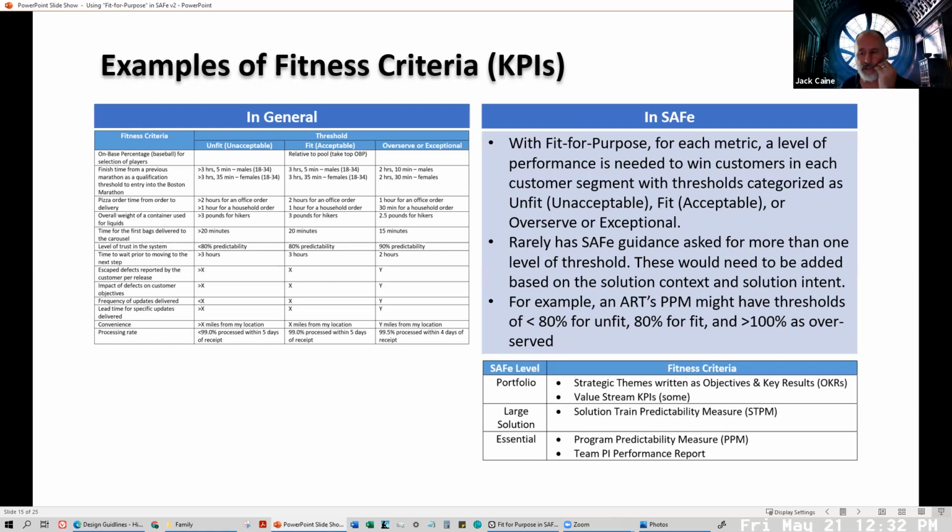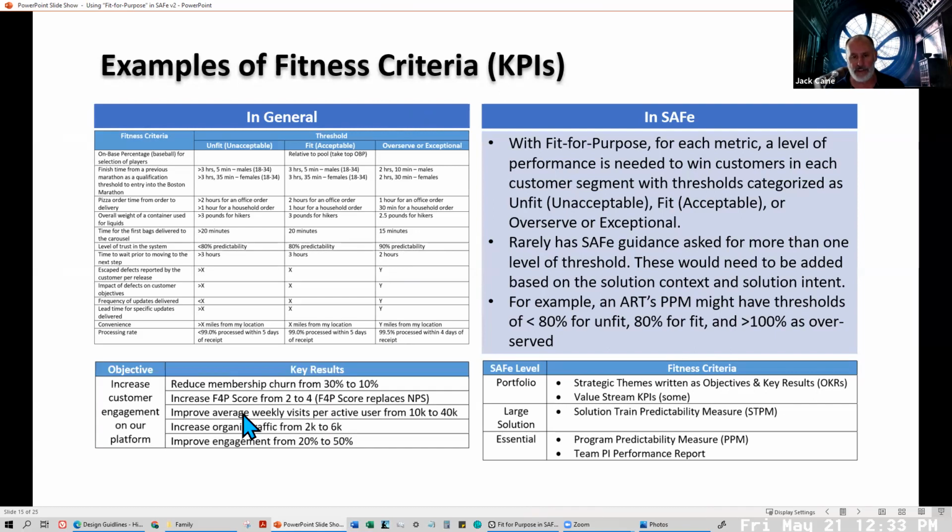We actually use OKRs in SAFe at the portfolio level. So that's objectives and key results, and key results have numbers in them. They say what's good and what's not. Sometimes we'll also have value stream key performance indicators. That's very contextual. Some of them are going to be fitness criteria. Okay? And then I mentioned the program predictability measure. And then there are portions of the team PI performance report that roll up to the PPM also. Some of that is considered fitness criteria. Some of the things in the team PI performance report are associated with quality.